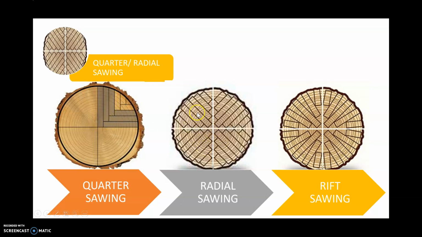Here we have radial sawing, so it's radials going from the center, it's radius, and rift sawing. Rift sawing basically keeps your grain at 90 degrees all the time, whereas with each of these, you can see the grain here, this is 90 degrees or more or less, but this one here is getting between 60 and 45 degrees, so it's not as strong.